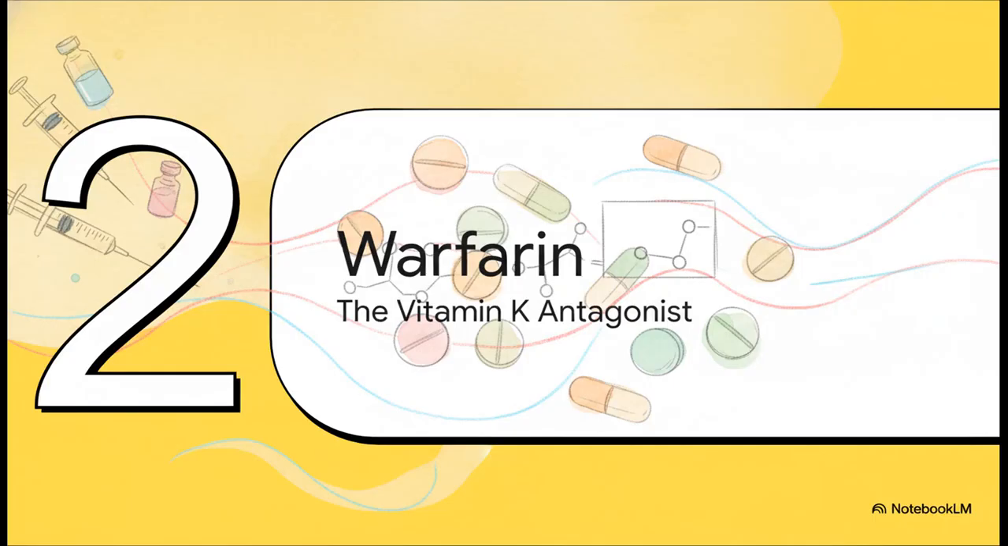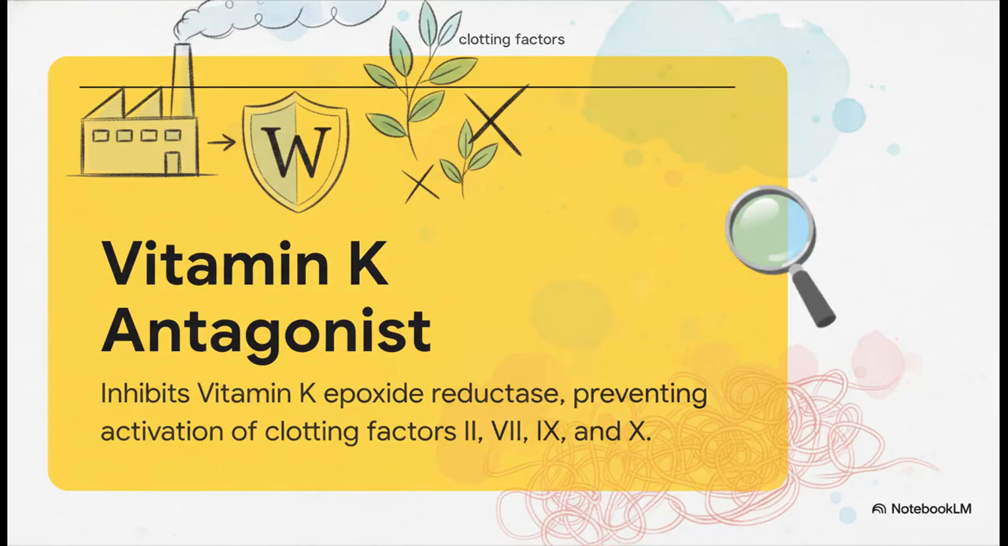All right, let's shift gears. We're moving away from those fast-acting injectables and over to the long-term oral anticoagulant, the classic Warfarin, which you'll also hear called Coumadin. So here's the thing you have to get about Warfarin. It's not a clot buster. Not at all. It works by slowing down the factory in the liver that makes new clotting factors. And it does that by blocking vitamin K. So really, it's all about prevention.